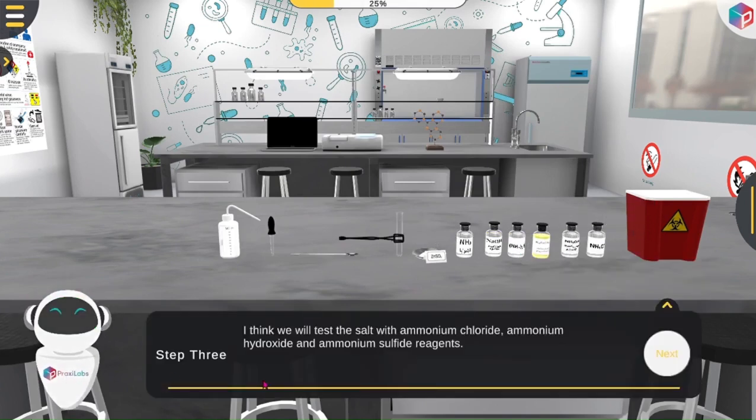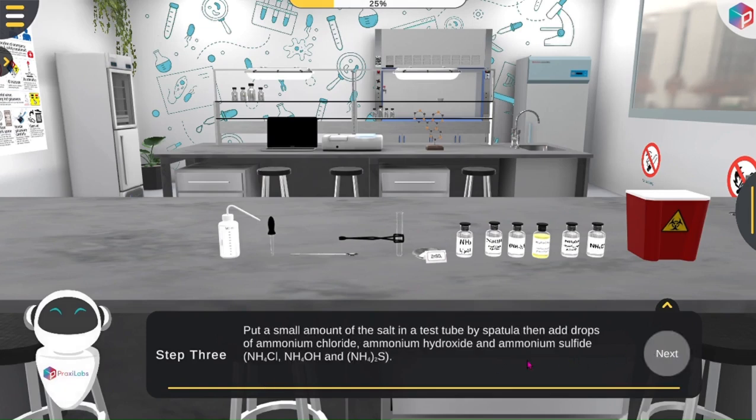Step 3. We will test the salt with ammonium chloride, ammonium hydroxide, and ammonium sulfide reagents. Put a small amount of the salt in a test tube by spatula. Then add drops of ammonium chloride, ammonium hydroxide, and ammonium sulfide.